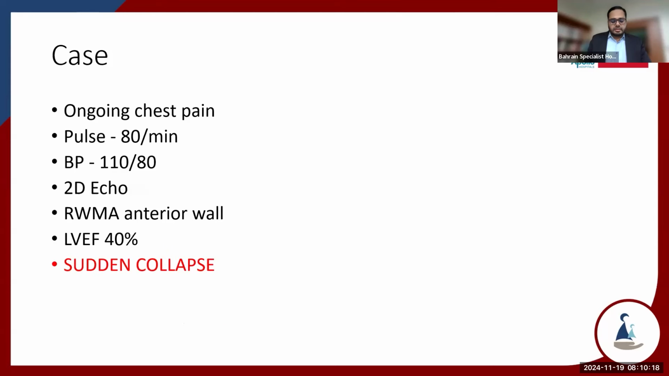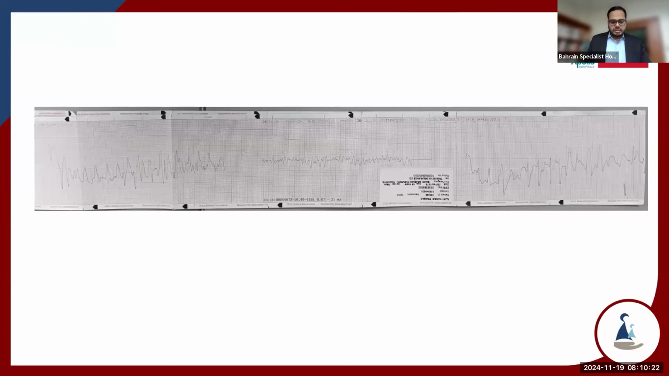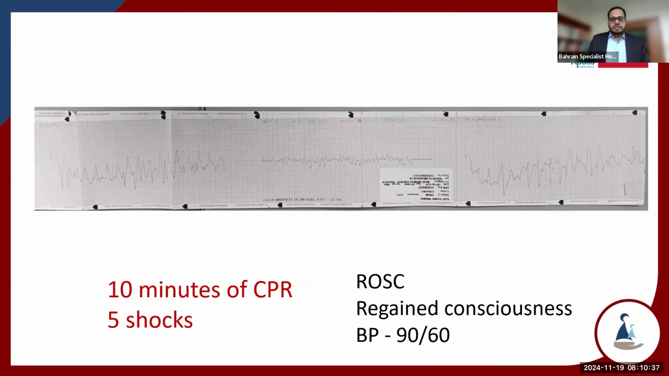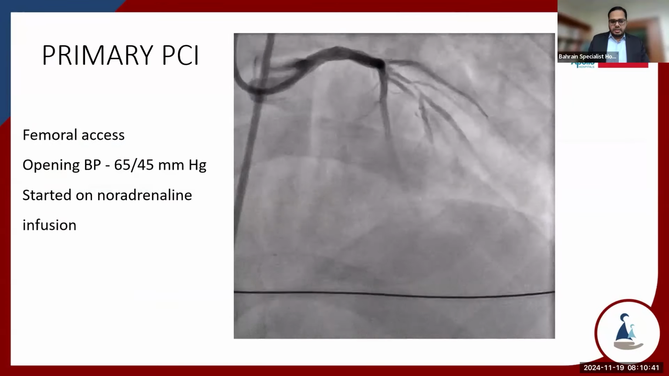And as we were trying to talk to him, he suddenly collapsed and went into cardiac arrest. This was the rhythm. As you can see, initially he had VT, which degenerated to VF. Immediately CPR was started. 10 minutes of CPR was done, and 5 shocks were given to this patient. After 10 minutes, ROSC was achieved and he regained consciousness. BP was around 80 to 90 by 60.